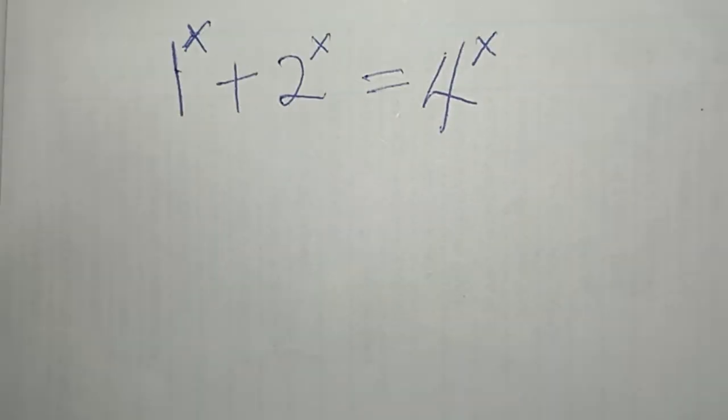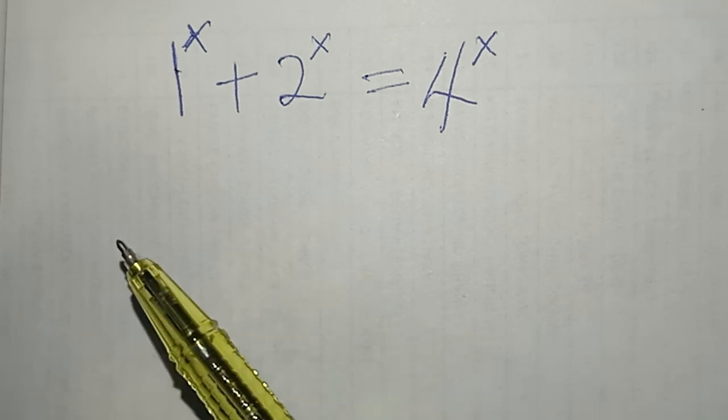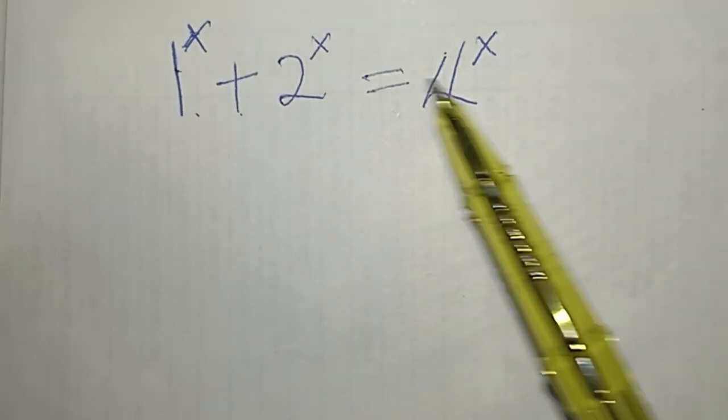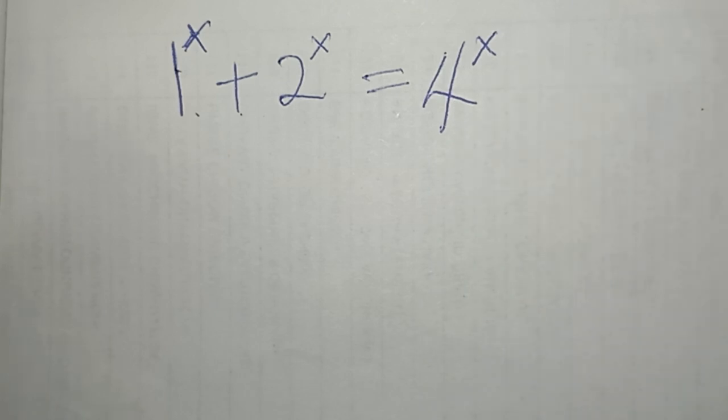So we're gonna be solving this equation right here. This is an interesting exponential equation. Of course, it's also an Olympiad problem. So what we have is 1 power x plus 2 power x is equal to 4 power x. And so we're gonna be finding the value of x that actually satisfies the equation.